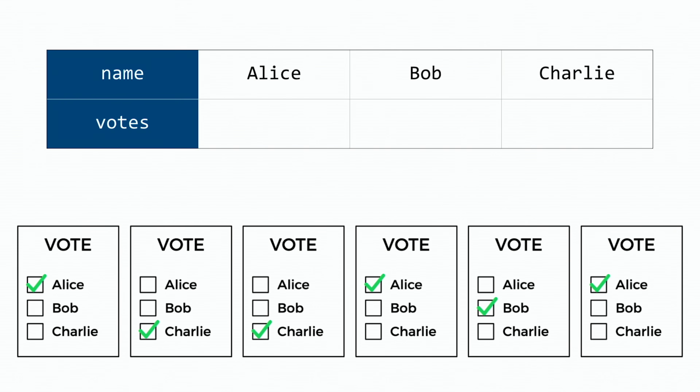What information will you need to keep track of? Well, you'll need to keep track of each of the candidates, and for each of the candidates, how many votes they have. In this case, Alice has 3 votes, Bob has 1 vote, and Charlie has 2 votes. So as a result, Alice is declared the winner of the election.